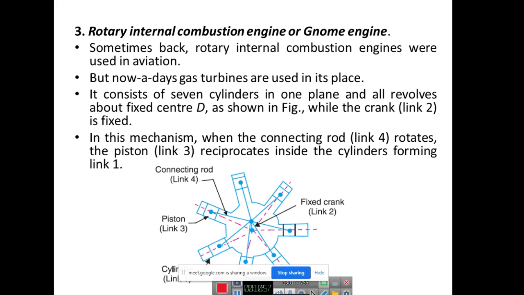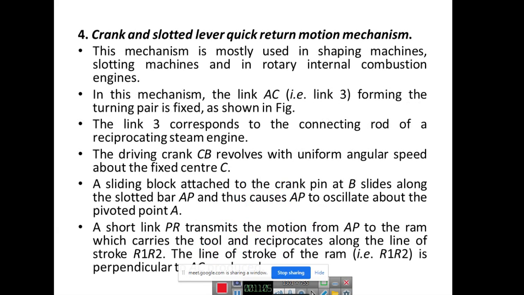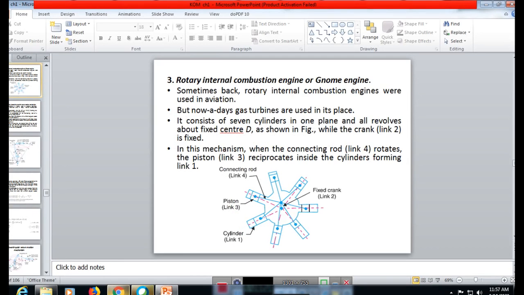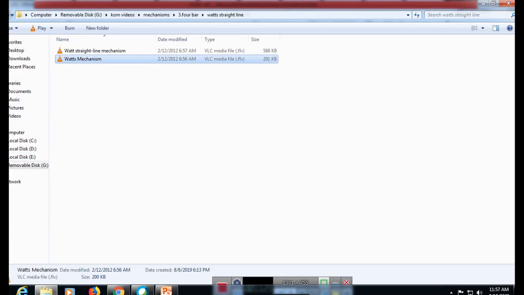So when the connecting rod rotates, the piston reciprocates inside the cylinder, forming link 1. This is a type of rotary internal combustion engine. Next we'll see crank and slotted lever, but before that, I'll show you the animations on this so that you'll understand.